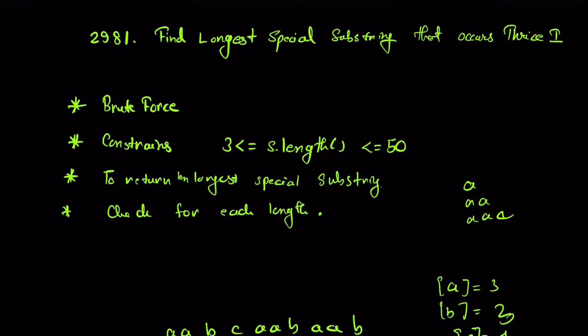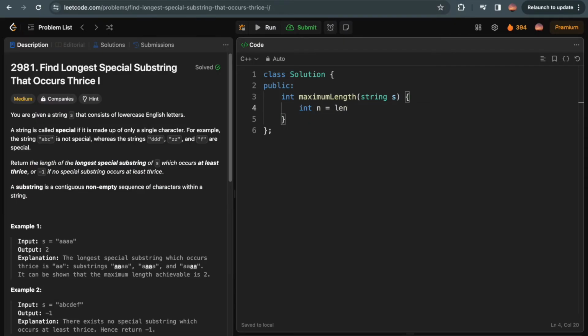So let's check the code and go through it. For storing the length of string s, and then also create a variable longest. This will store our answer, that is the longest special substring that occurs at least 3 times. Then we are going to check for all possible lengths of substring. Then we will check if it is a special substring, and if it is special, we will count the occurrence of it. If it is greater than or equal to 3, we will check if this is the longest or not.